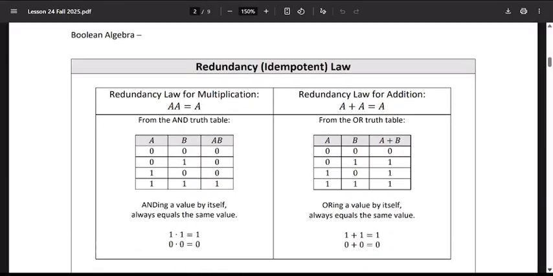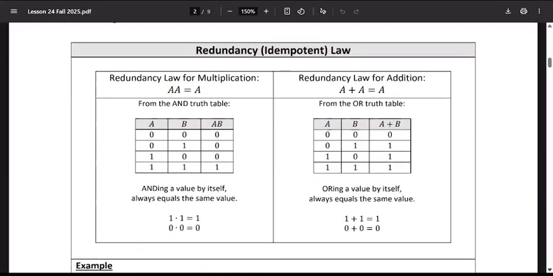Now I want to revisit the laws one at a time and talk about the truth table associated with them. First, I want to talk about the truth table for the redundancy law for multiplication and the redundancy law for addition. A multiplied by A equals A. Of course, that is the redundancy law for multiplication.